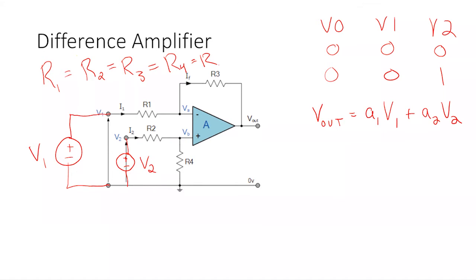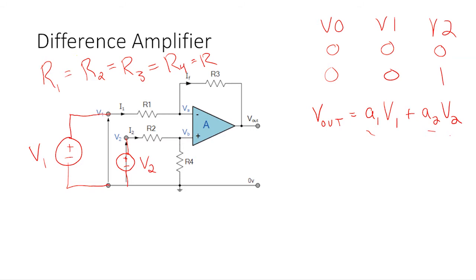This particular circuit, which is called a difference amplifier, is most typically done that way. So I've got all those resistors equal to each other, and I want to figure out what A1 and A2 are. So I've got to do superposition to do that. That's a problem we're going to try, very similar to what I have in problem 4. All right, let's do that.